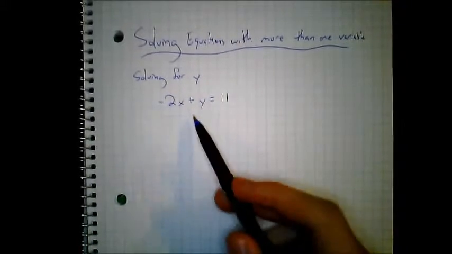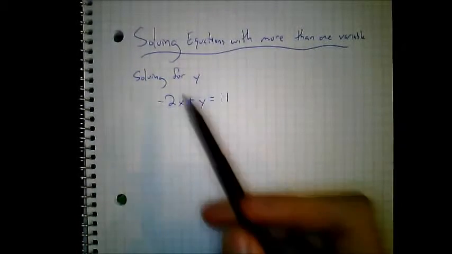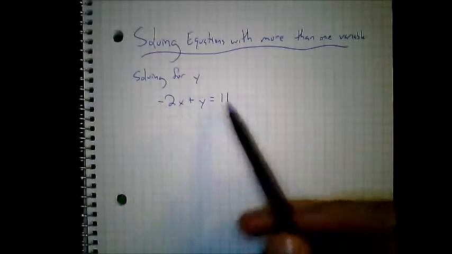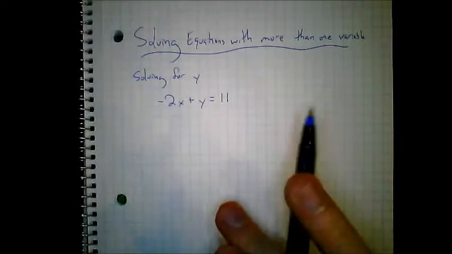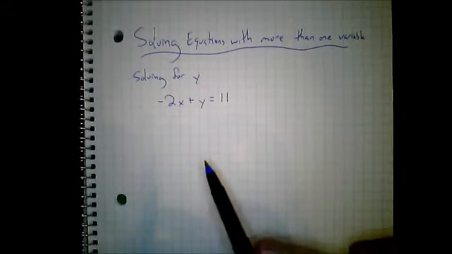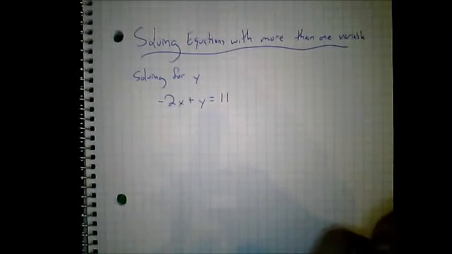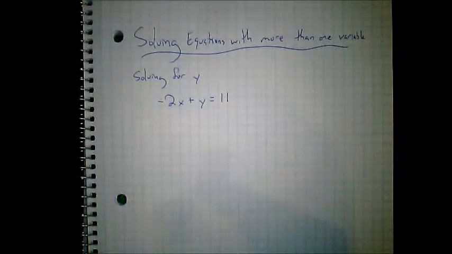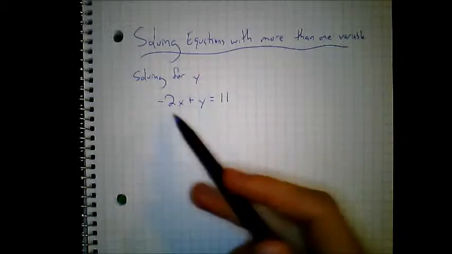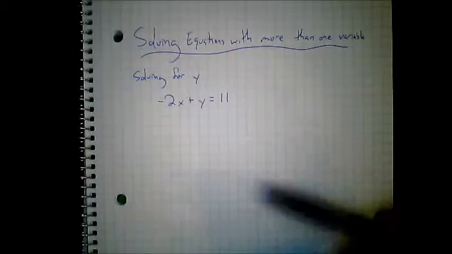Okay, so we have negative 2x plus y equals 11, and we want to solve for y. Solving for y means we want y all by itself. The reason we want y all by itself is so we can interpret what the growth is and what the y-intercept is, so we can graph our lines a lot easier, because in a form like this, we don't really understand what's going on in this equation just yet. So we want to solve for y.